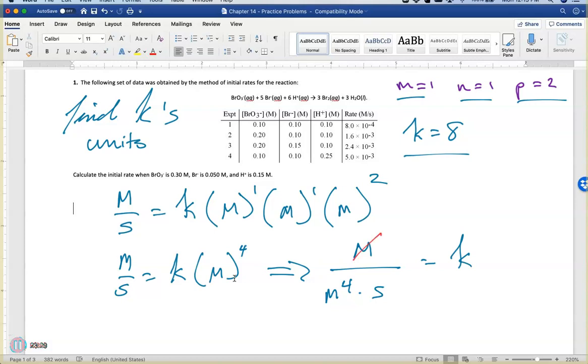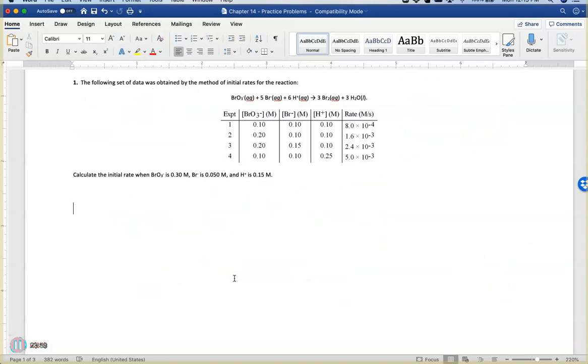Take a look here. One of the M's falls out. And we get exactly what we did in the last example: 1 over M cubed per second. So per molar cubed per second would be the way you pronounce that. Oops, let's make it a capital M. So we have per molar cubed per second will be our units for K. Let me just write this down real quick so that I can wipe the screen and I don't lose where we are.